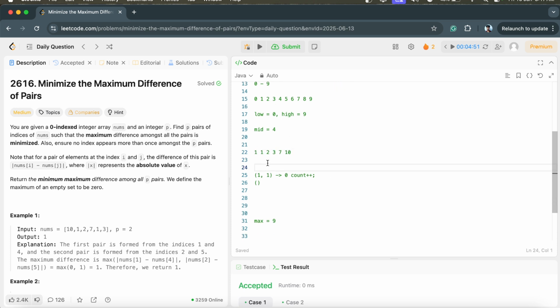Next value is basically less than 4. Okay, so 0 is basically less than 4, correct? So that is something what we are looking at. So the counter value got incremented. Our consideration is basically if 4 is the possible answer or not. That is something what we are trying to look at right over here.